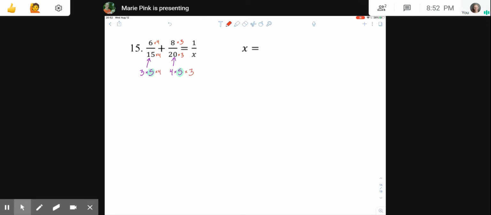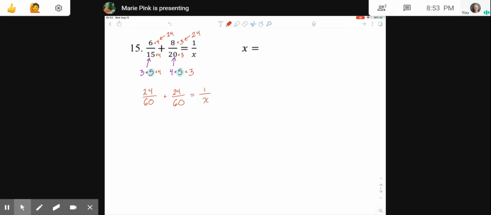So 15 times 4 is 60. And 20 times 3 is also 60. So now you know why you wanted to learn how to factor way back when in math. And then on the top here, I have 6 times 4, which is 24. 8 times 3 also happens to be 24. So I'm going to have 24 and 24. And I'm going to have that equal to 1 over x.